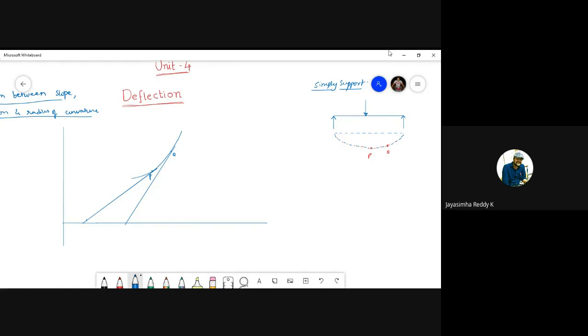Now let us consider a small portion in that deflection. This is also called the deflection curve or elastic curve. So we'll consider a small portion PQ over here. Is it clear, guys? Is everyone okay with this?